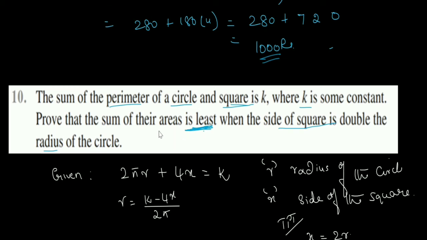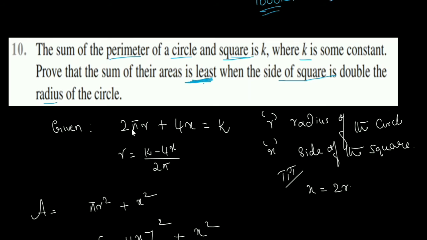As I told you earlier, for all these types of sums you have three main steps. First we have to check what is given. Whatever is given is a constant. It is given the sum of the perimeter of a circle and a square. So let us take r as the radius of the circle and x as the side of the square. The sum of these two, 2 pi r, the circumference, plus the perimeter of the square, is equal to k. So we can find one variable from here, either r or x. If you find r, it will be k minus 4x by 2 pi.